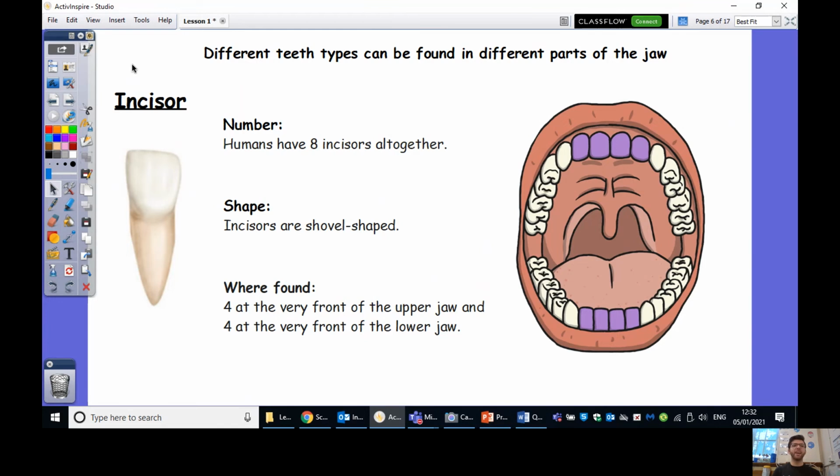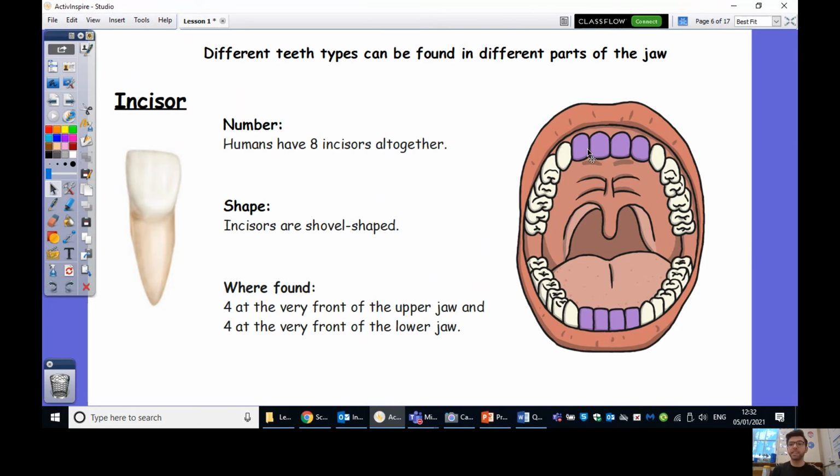So the first one here is an incisor. Just like we do with our reading, I want to say it and you say it back to me, to your computer screen. As silly as it makes you look, it doesn't matter at all. So incisor, do a bit better than that. Incisor, fantastic. So humans have 8 incisors altogether.